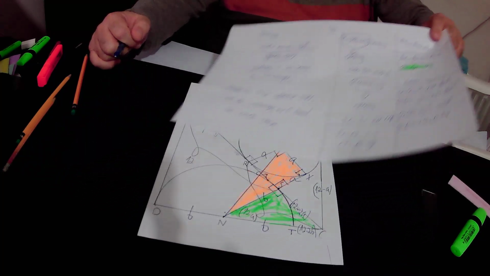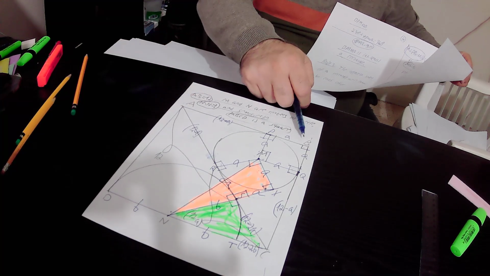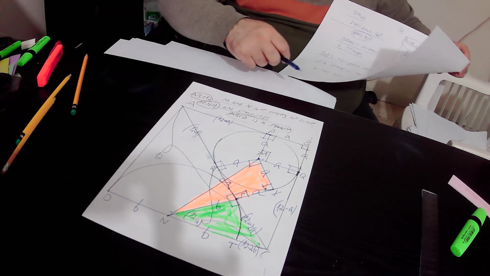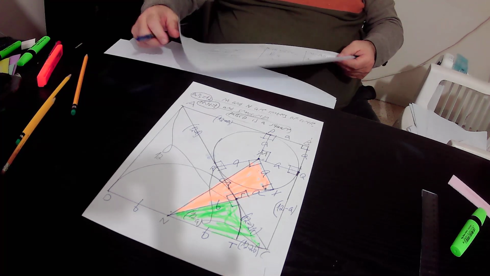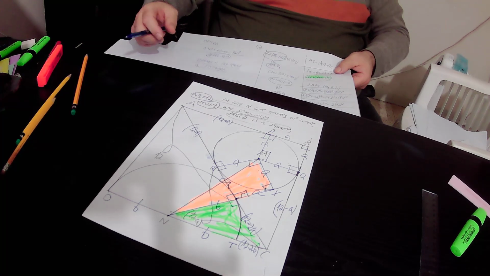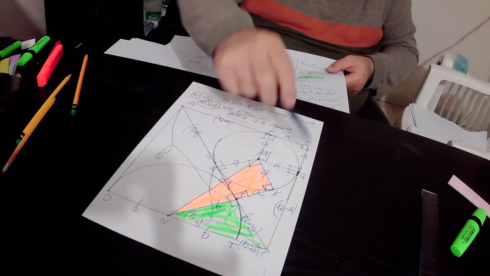Then we focused on the right triangle, triangle ABC. Triangle ABC is a right triangle because angle ABC is equal to 90 degrees. So in the right triangle ABC, according to the Pythagorean theorem, the square of the hypotenuse equals the sum of the squares of the perpendicular sides. That is to say, AC squared equals AB squared plus BC squared.